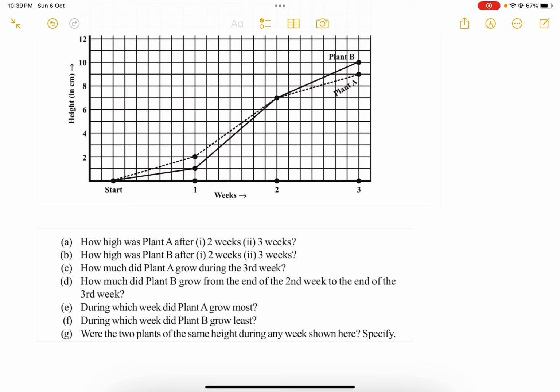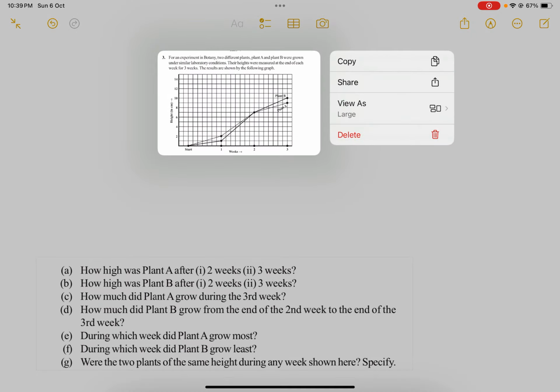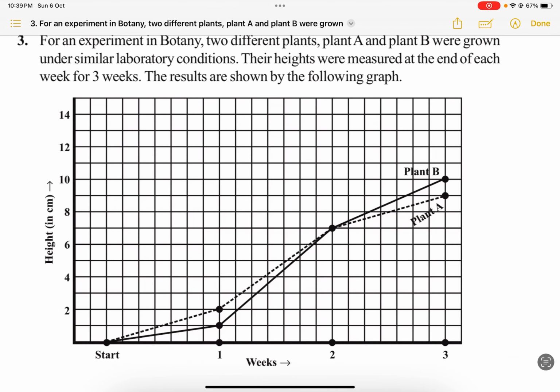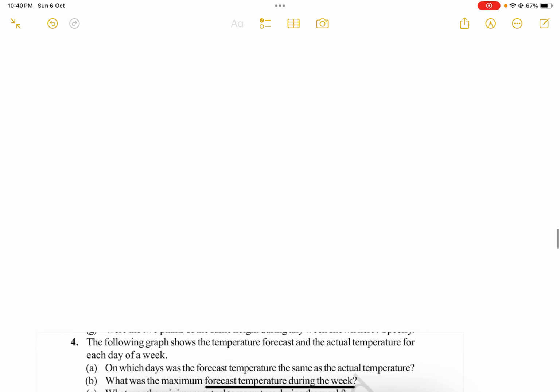Were the two plants the same height during any week shown here? In a particular week, are they at the same height? Yes, right? In which week is it? If you observe, by the end of the second week, plant A and plant B intersect at this point. So plant A and plant B are both 7 centimeters at the end of the second week. Whereas in the first week, plant A is 2 centimeters and plant B is 1 centimeter only. So this is what you understand from the graph structure. This is your second question.